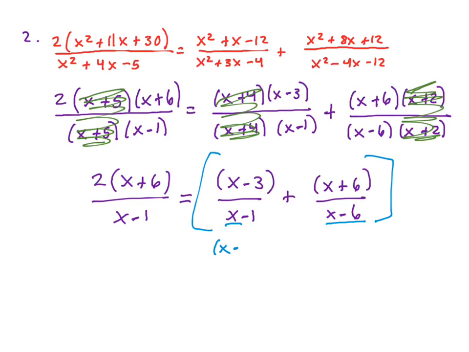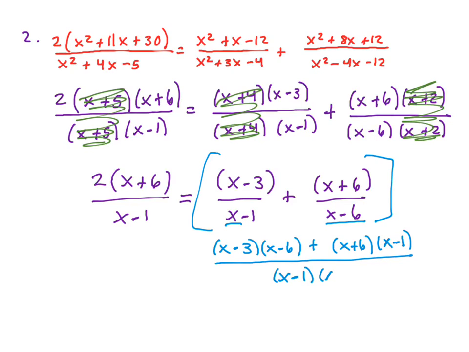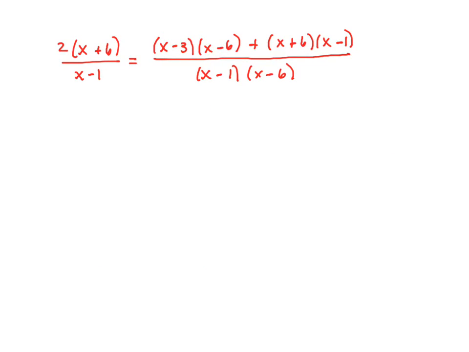So we can do (x - 3)(x - 6) plus (x + 6)(x - 1), and then that's all over the same denominator now, (x - 1)(x - 6), and that is all equal to 2(x + 6) over (x - 1). Okay, so now we're at this point, and if we want to eventually combine them, we're going to need to make these into one statement.